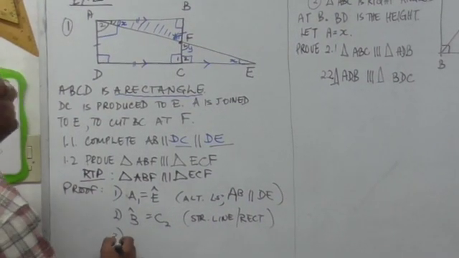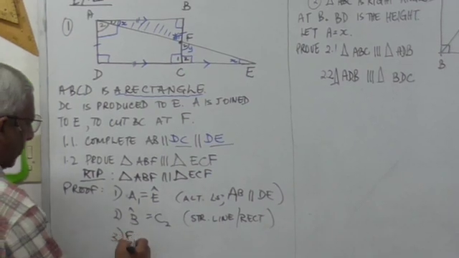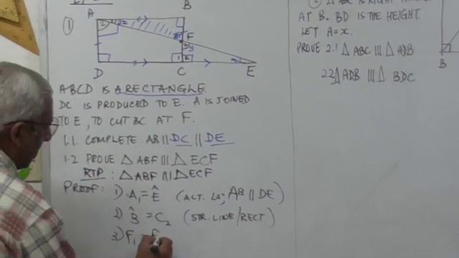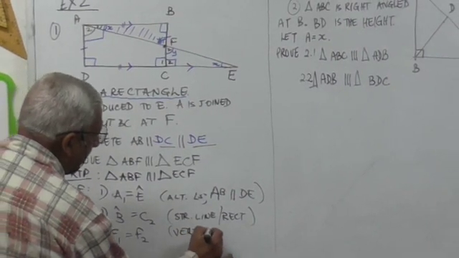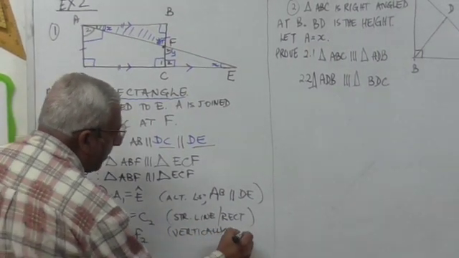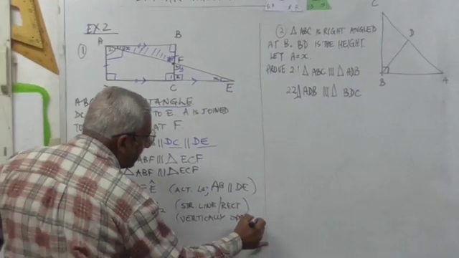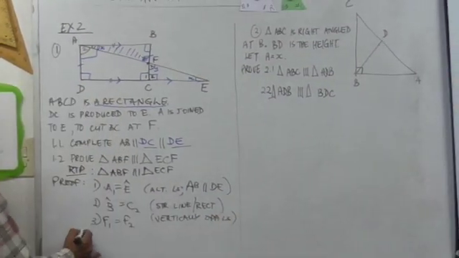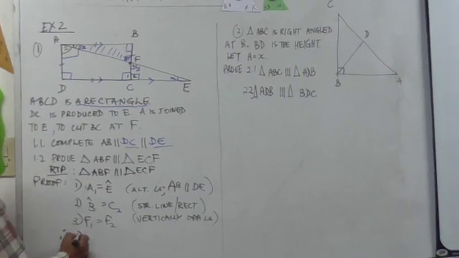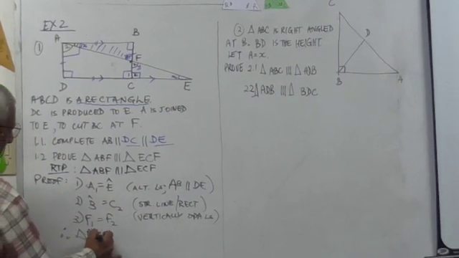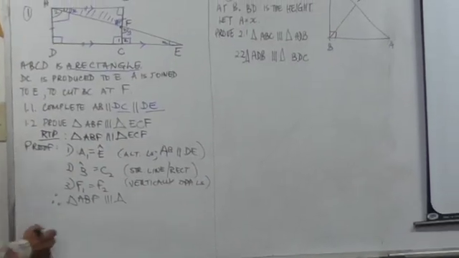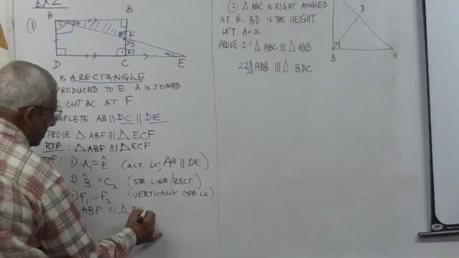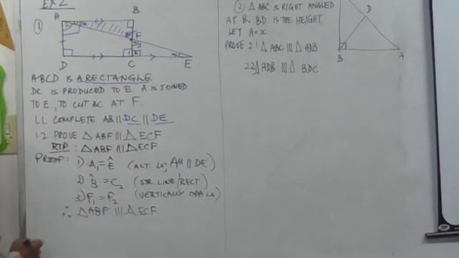3. F1 is equal to F2. Reason? Vertically opposite angles. Therefore, triangle ABF is similar to triangle ECF. And now we have to write the ratio.